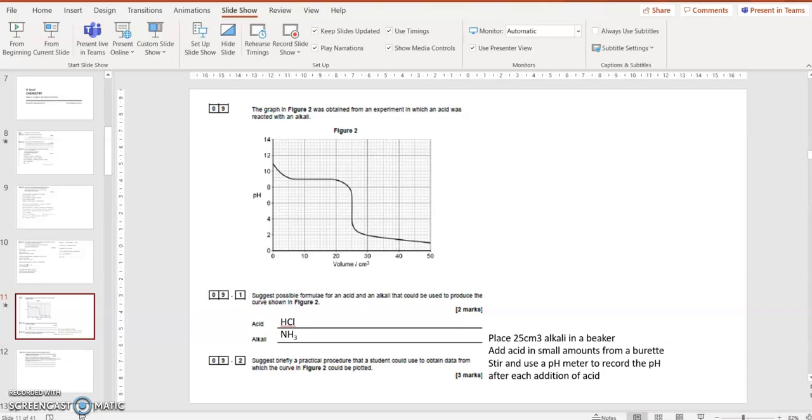Suggest how you do that. Well, you'd start off with some alkali in the beaker, or some base in the beaker, the ammonia in the beaker, and then you'd add small amounts from a burette, a small amount at a time of the acid, stir and use a pH meter to record the pH after you've added each portion of the acid.